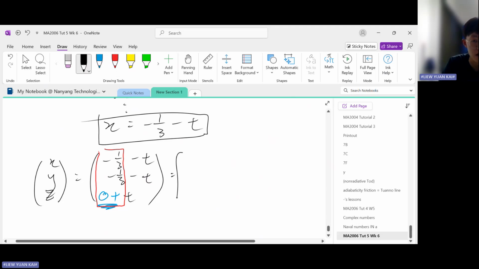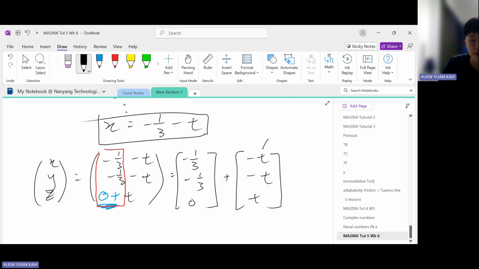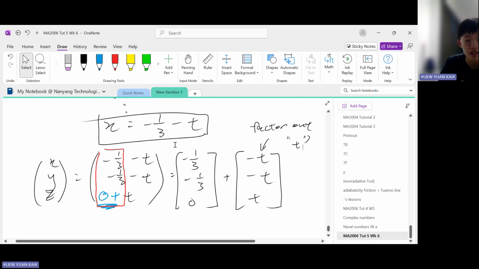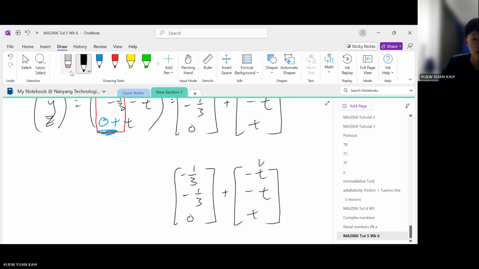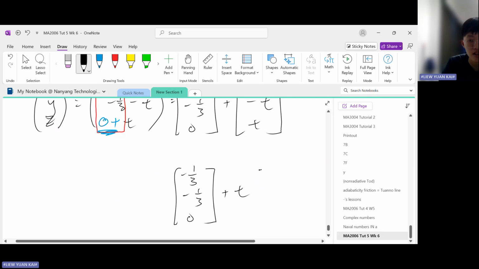So this is what I mean. Minus 1 over 3, minus 1 over 3, and 0, you write in one column vector. And then the second column vector, you write the t's: minus t, minus t, t. And then the next thing I want you to do is factor out t. When you do this, t will come outside, then we have minus 1, minus 1, and 1.